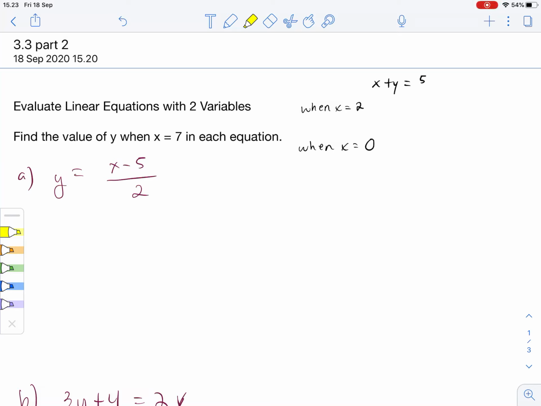Hey kids, in this video we'll be talking about evaluating linear equations with two variables. The emphasis here is that we are evaluating.